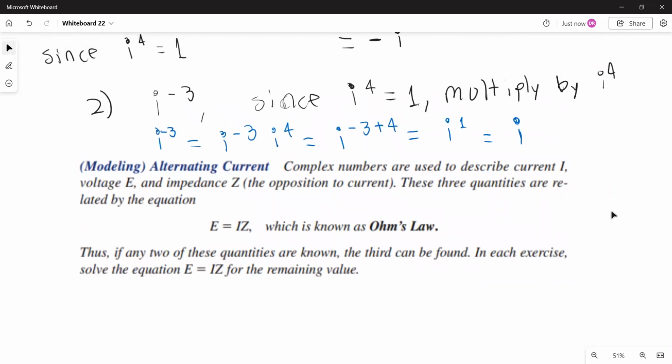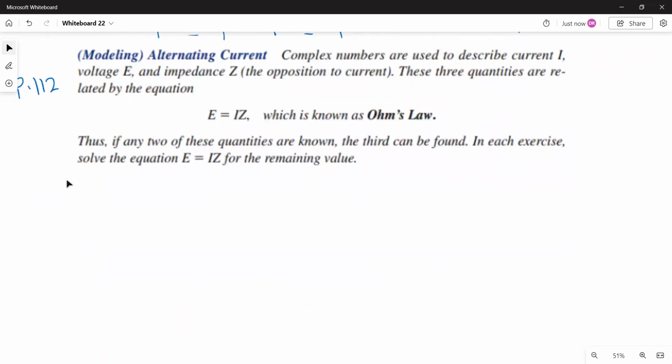So complex numbers are used to describe the current I, voltage E, and impedance Z. These three quantities are related by the equation E equals I times Z, which is known as Ohm's law. Thus, if any two of these quantities are known, the third can be found. In each exercise, solve the equation E equals I times Z for the remaining value. So we're doing number 88, that's on page 112, just to show you that complex numbers are indeed applicable as real-life models.